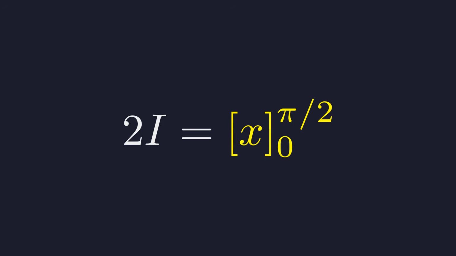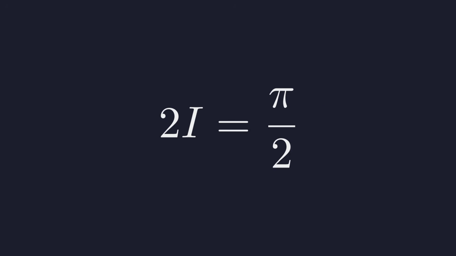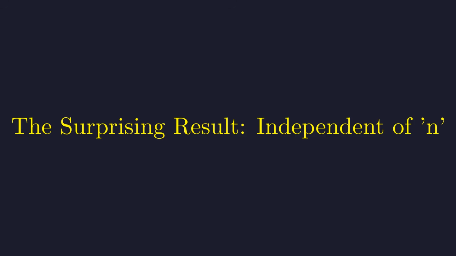To do this, we plug in the upper limit and subtract the result of plugging in the lower limit. That gives us pi over 2 minus 0, which of course is just pi over 2. To find our original integral I, we just divide both sides by 2. And there it is. The answer is pi over 4. The most incredible part of this solution is that the n completely canceled out. The answer is a constant pi over 4, regardless of the power.